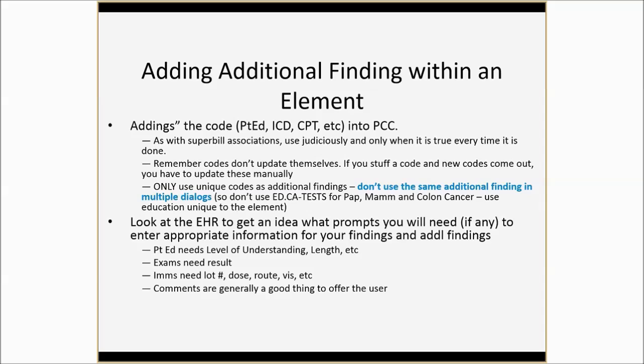If you stuff a code and a new code comes out, you'll have to update these manually. So you only want to use unique codes for additional findings. You don't want to use the same additional finding for multiple elements. Look at the EHR to get an idea what prompts you need, if any, to enter appropriate information for your finding and additional findings.